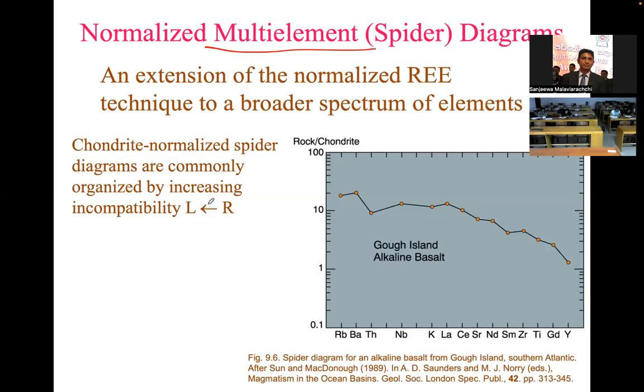For example, the alkaline elements, large ion lithophile elements, HFSE, high field strength elements. These elements can be considered collectively, right? So in that case, we call it a multi-element diagram. Previously, in the literature, you may have frequently seen, if you read some papers or textbooks, these called spider diagrams. But this spider term does not apply in the recent literature. Instead, we use the term multi-element diagram.